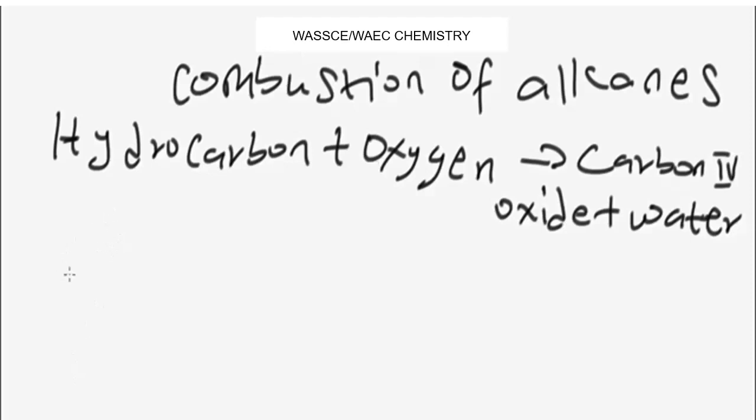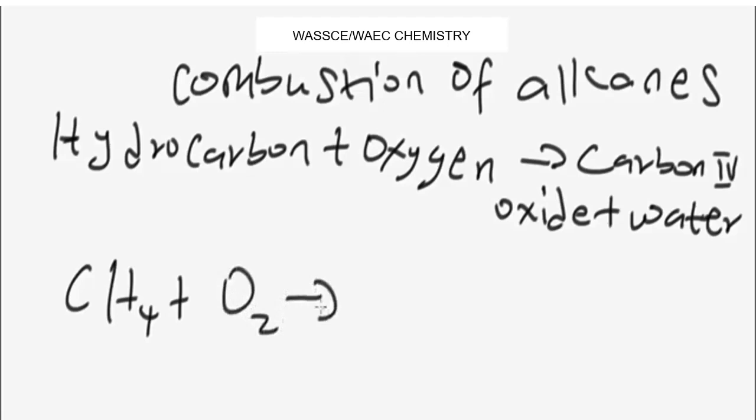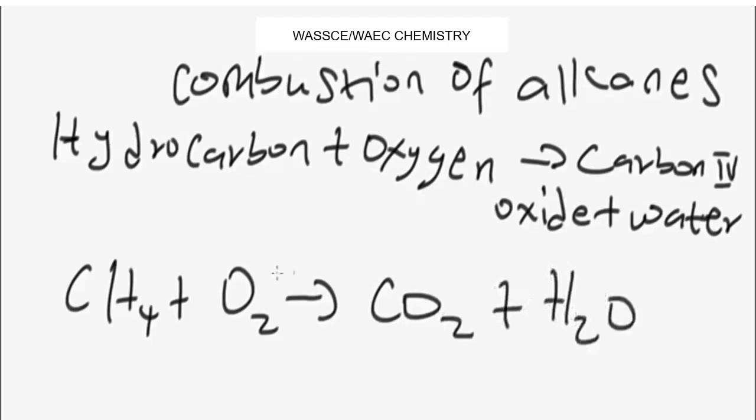Let's say methane, which is a hydrocarbon under alkane. Okay, methane reacts with oxygen gas. Alright, so it's going to give us carbon dioxide and water as waste products. Okay, now I balance this chemical equation. We have one carbon here, one carbon here. We have 4 hydrogen atoms here, 2 hydrogen atoms here. So you add 2 here. So hydrogen atoms are now balanced.